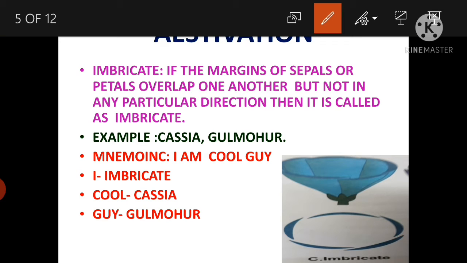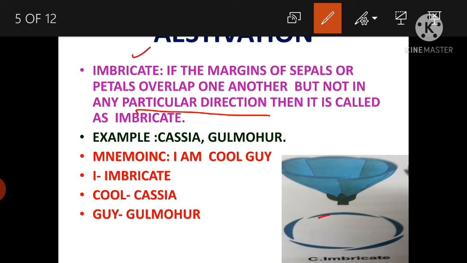The next type of aestivation we are going to see is imbricate. Imbricate is actually a very important type of aestivation. Let's take 5 petals here also. Here, the margins of the sepals and the petals overlap with one another, but they don't have any particular direction. They will overlap in any way.